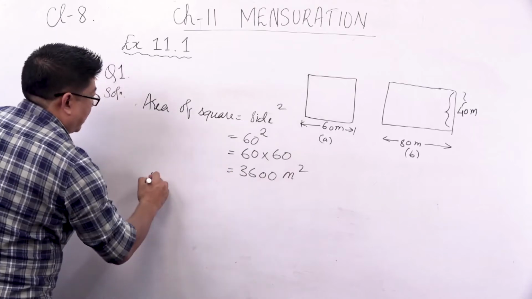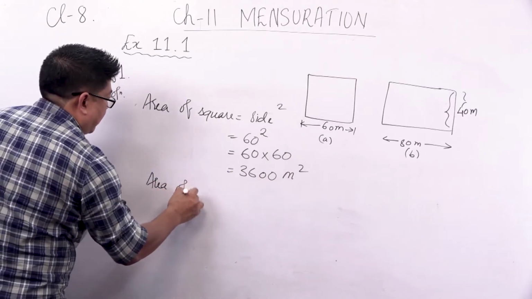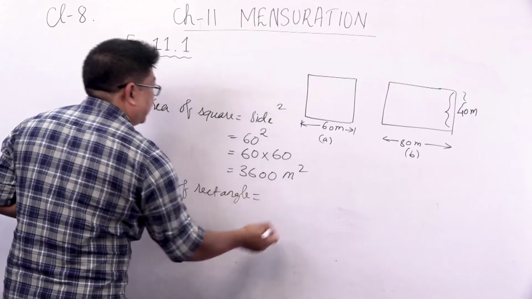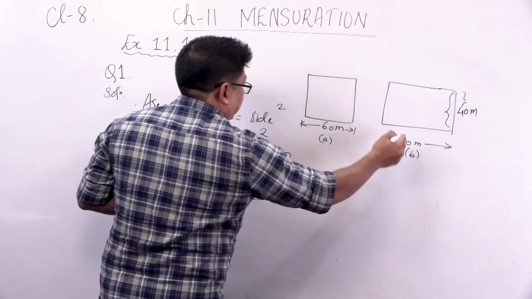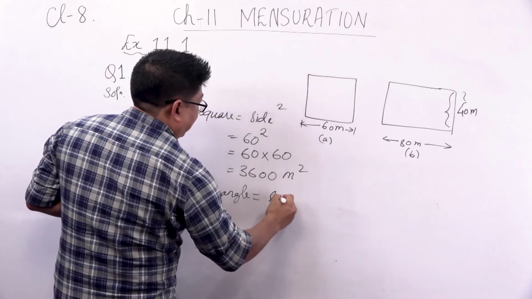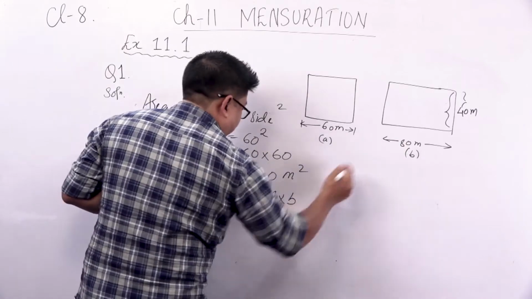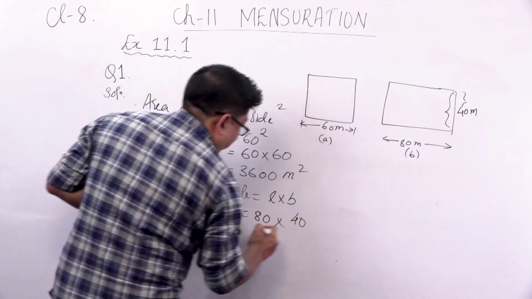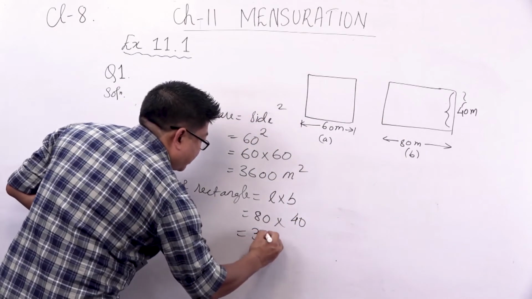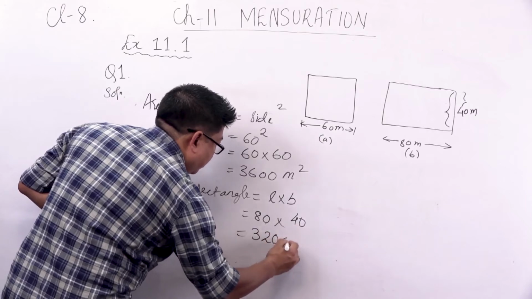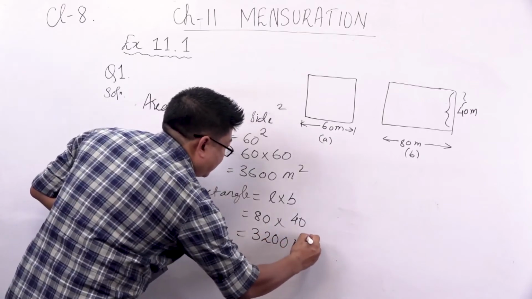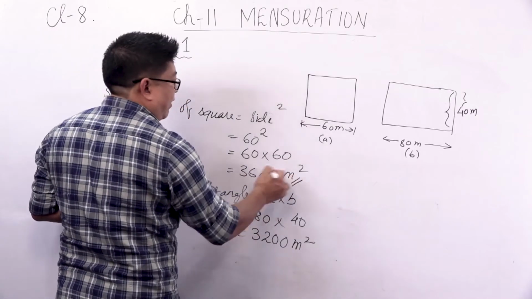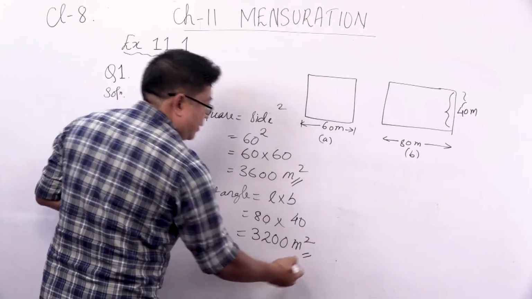All right. And area of rectangle is equal to length into breadth. So L into B. Length is 80. Breadth we have found out as 40. So 8 into 4 is 32. 2 zeros, 3200 meter square. Please do not get confused. For area, always square will come.